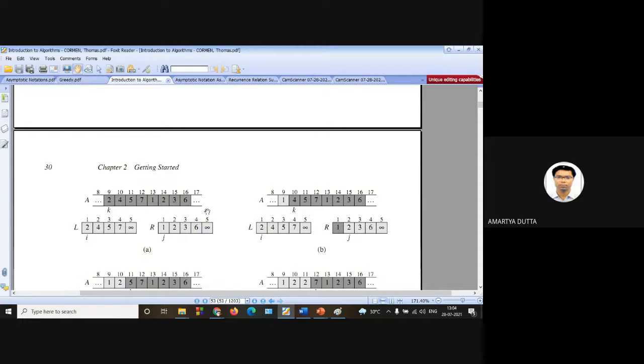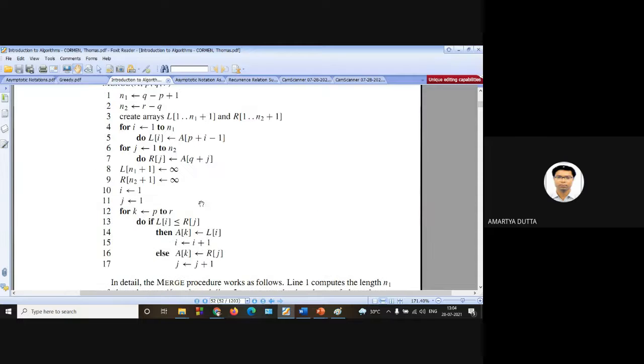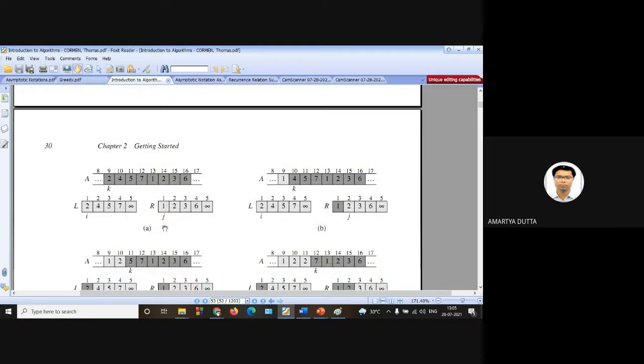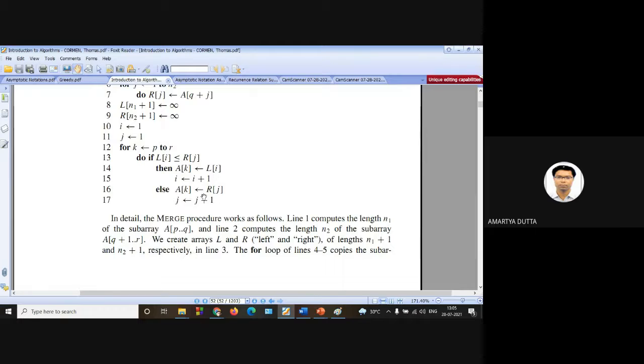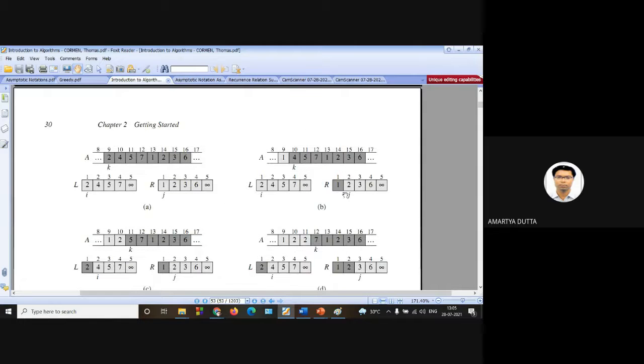Okay. Now, how to compare? Up to this, it is complete. Now from i equal to 1, j equal to 1, k starts from p to r. Compare Li and Rj, so compare these two, 2 and 1. Which one is smaller? 1 is smaller, so 1 will be put here. In this case, the else part, Rj is copied into A[k] and j is incremented. So j will now be at this position.